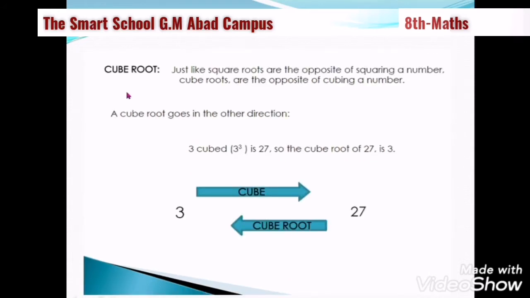So what is a cube root now? Just like square roots are the opposite of squaring a number, cube roots are the opposite of cubing a number. That means a cube root goes in the other direction. When you take the cube of 3, that is 27, so the cube root of 27 is 3. So you can say cube and cube root are opposite of each other. You can see here 27 is the cube of 3, and when you find the cube root of 27, it becomes 3.